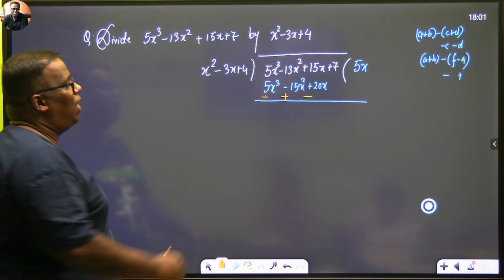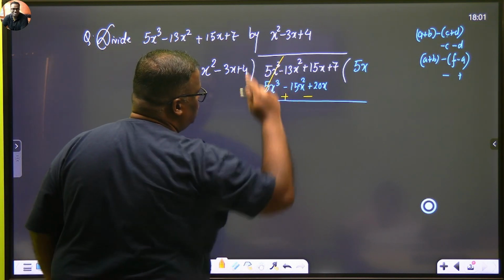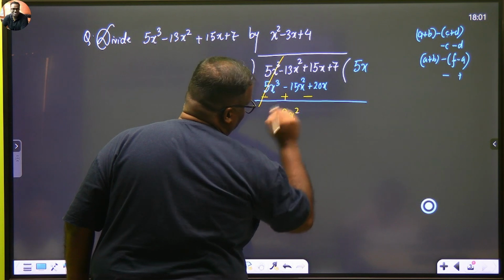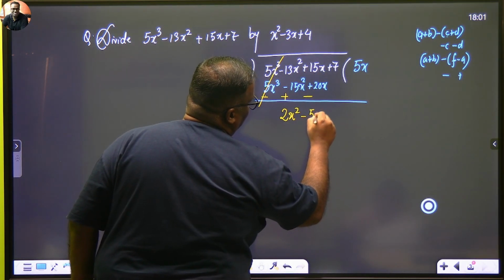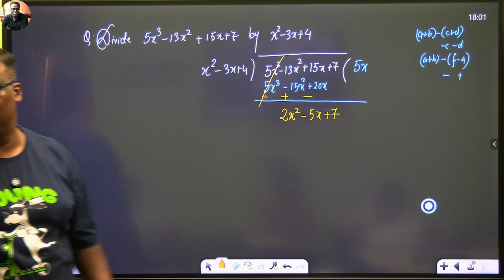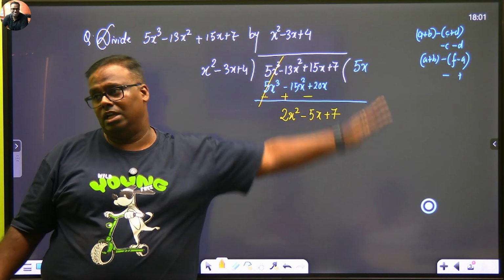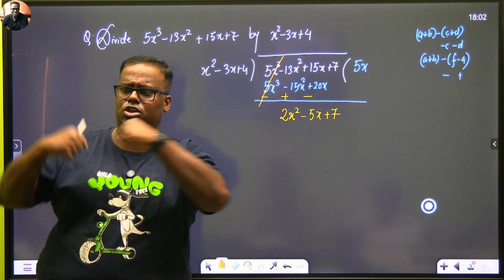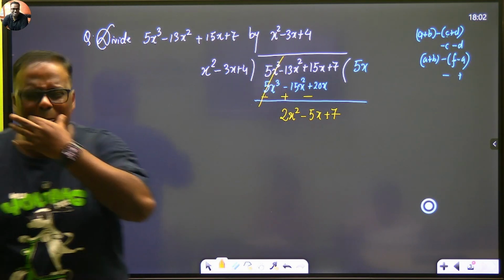So 5x minus 5x cubed, they cancel each other. Negative 13 adds with 15 and gives you a 2x squared. Very good. And a negative 20 and a positive 15 gives you a negative 5x. And the 7 comes down. Abhigya, this was very important. If there were something more than that, that also comes down. Understood? Round 1, boxing. Round 1 over.